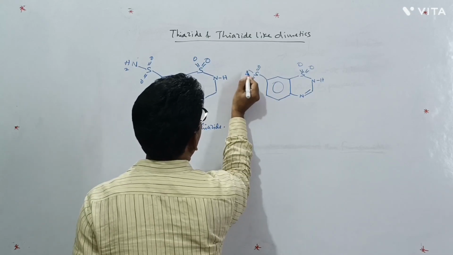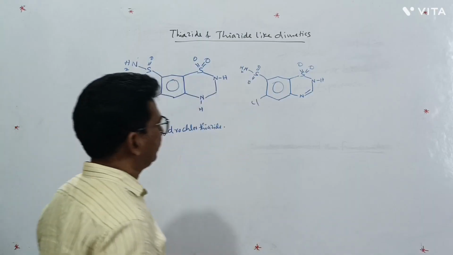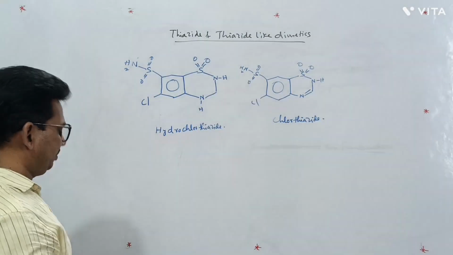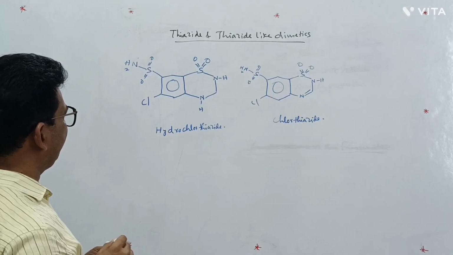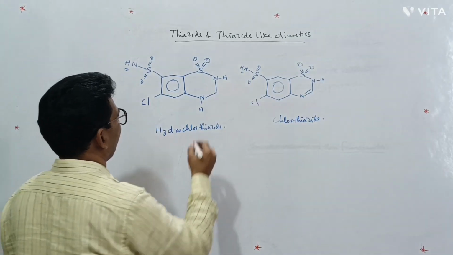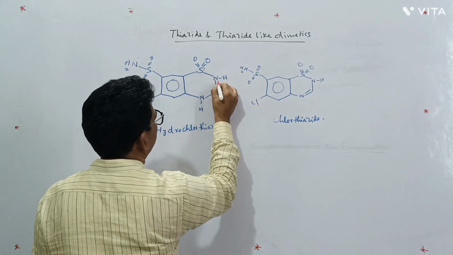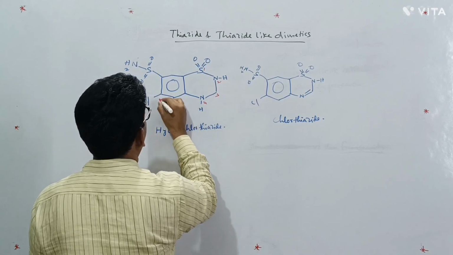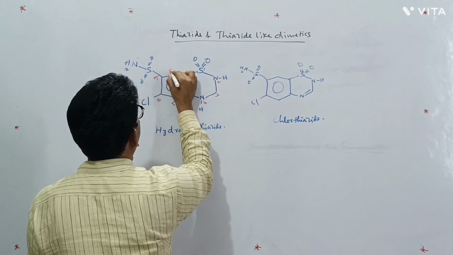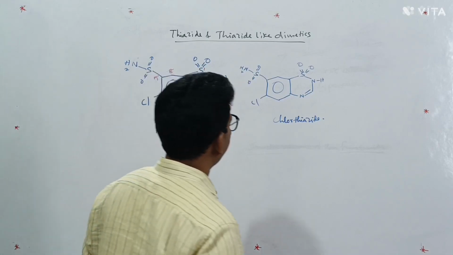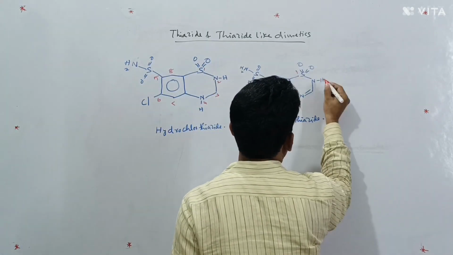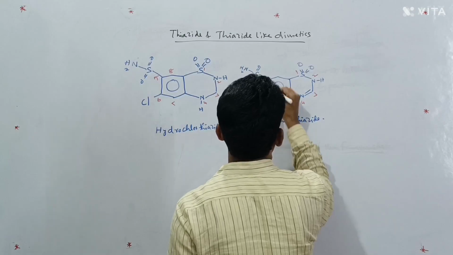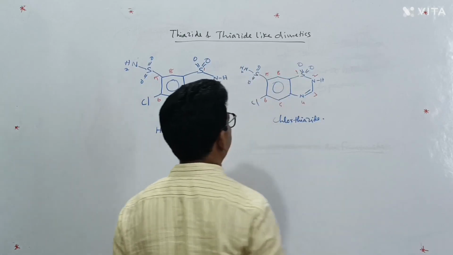Sulfonamide group, electron withdrawing group. This is called chlorothiazide. What is the difference between hydrochlorothiazide and chlorothiazide? I'll give the numbering 1, 2, 3, 4, 5, 6, 7, 8. For this also 1, 2, 3, 4, 5, 6, 7, 8.